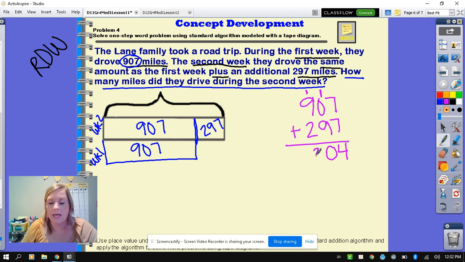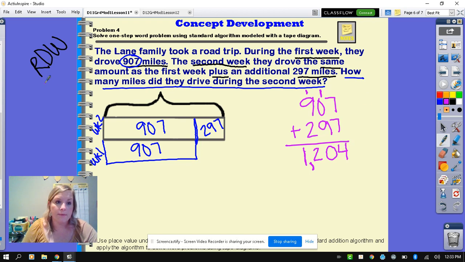So it's the same as if we have a 2 down here. We could cash it in, but we have nothing in this place value. So I'm going to go ahead and write it here. I can always go 1, 2, 3, and know that this is where my comma goes. So my answer is 1,204.